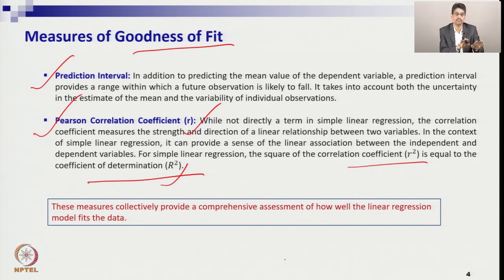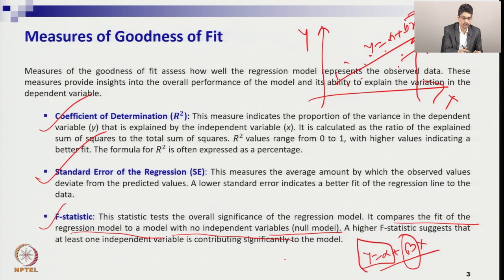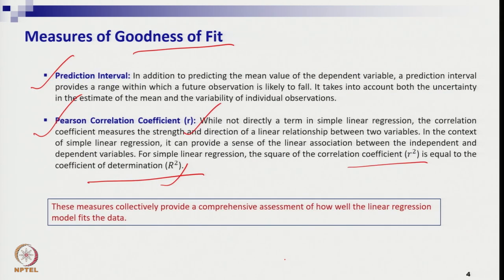So these are the 4-5 measures of goodness of fit for checking whether your regression model is good or bad. I can summarize: coefficient of determination R square, standard error of regression, F statistic through the overall ANOVA test of your entire regression model, prediction interval, and the square of the correlation coefficient. These measures collectively provide a comprehensive assessment of how well the linear regression model fits the data. So remember these 5 points.